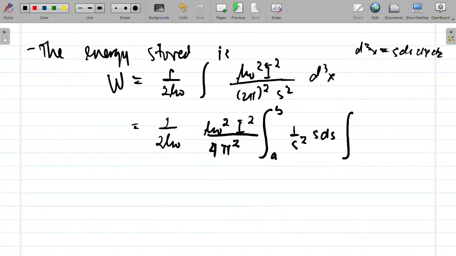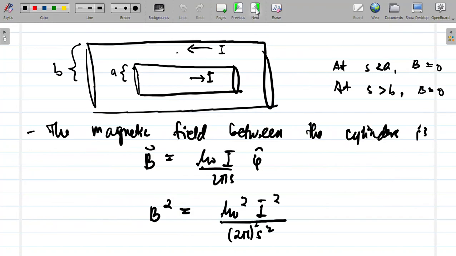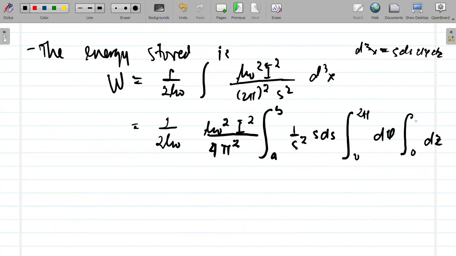Then the integral of d phi, so 0 to 2 pi. Integral of dz. So, class, what is our dz? We have a section of length L, so z is from 0 to L. Now, simplify. The mu naught becomes just one: mu naught I squared over 8 pi squared.